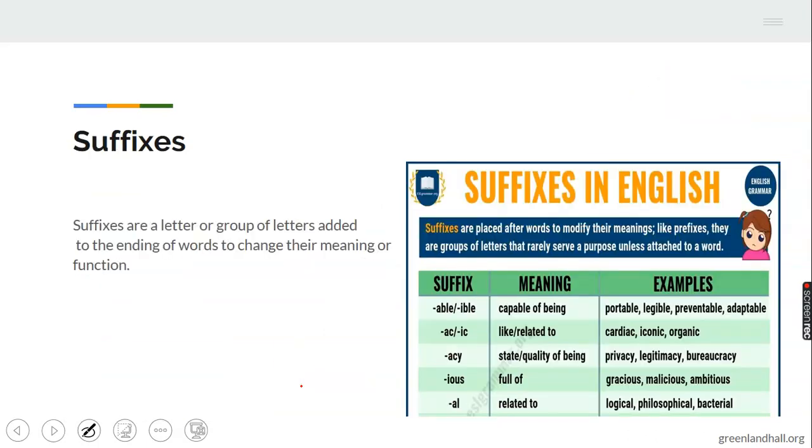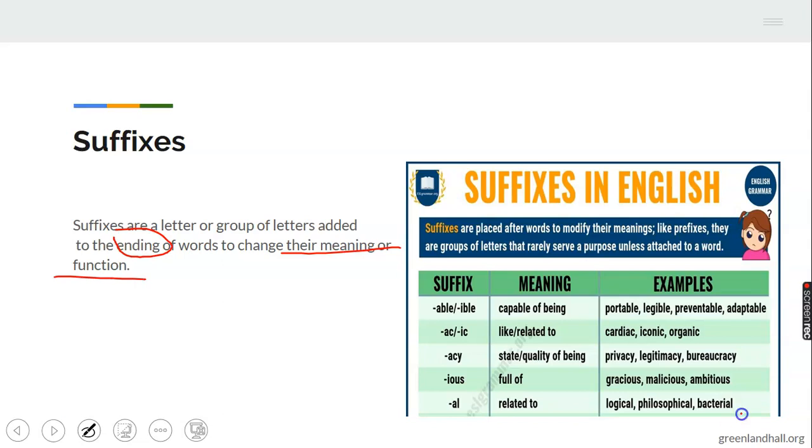Now, let's quickly go to suffix. Suffixes are a letter or group of letters added at the ending of words to change their meaning or their function. They are added at the end. So we have able or ible. We have possible, legible, preventable, adaptable. Ic or ick. We have cardiac, iconic, organic. Acy. Privacy, legitimacy, bureaucracy. Ious. Gracious, malicious, ambitious. Al. Logical, philosophical, bacterial.